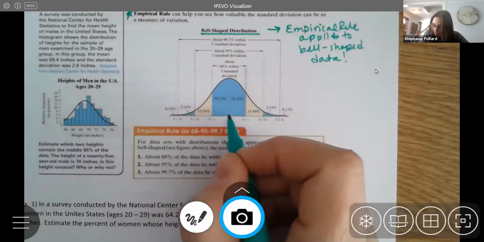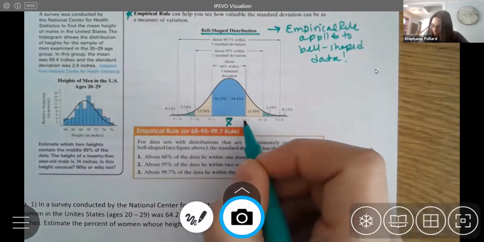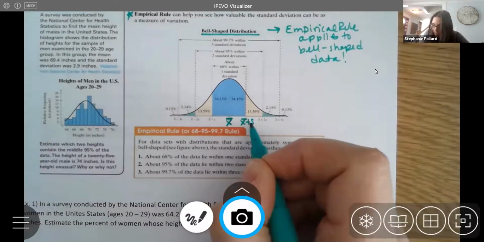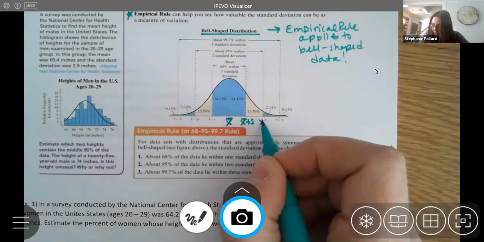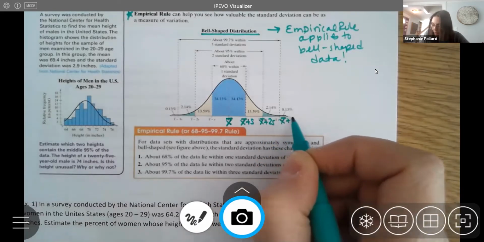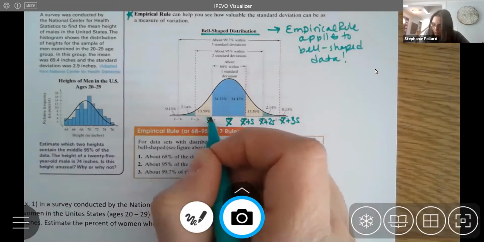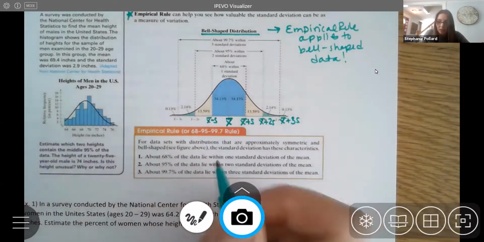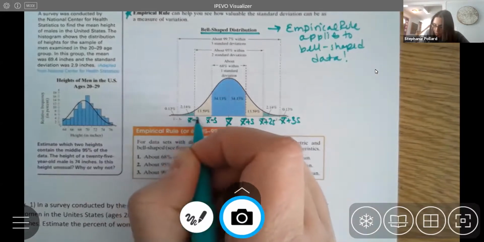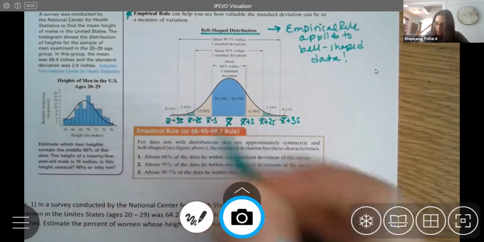So what you're seeing here, I know it's hard to see, this is your mean right here in the center. This is your mean plus the standard deviation. This is your mean plus 2 standard deviations. And this last one is your mean plus 3 standard deviations. And it's the same thing on the other side. This is your mean minus 1 standard deviation. This is your mean minus 2 standard deviations. And this is your mean minus 3 standard deviations.